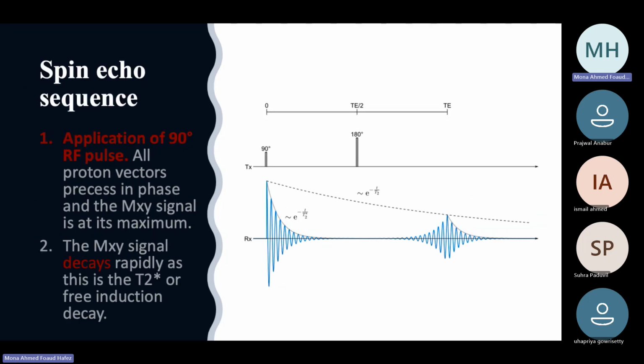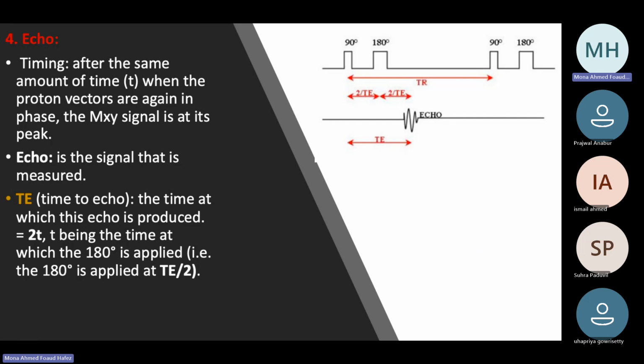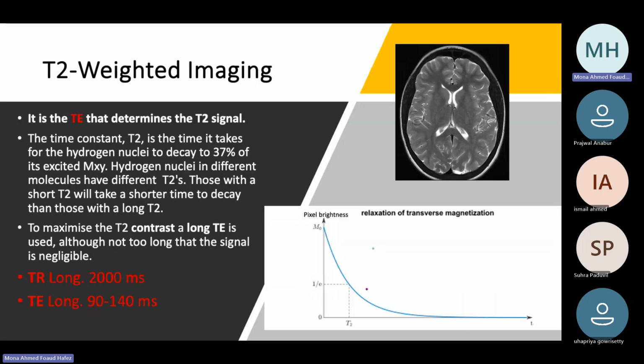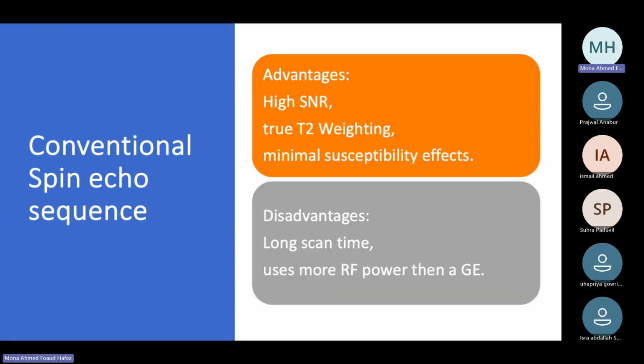We talked about T1 time and T2 star, free induction decay, and spin echo, and how spin echo depends on 90-degree and 180-degree pulses. And TR and TE, we talked about all of that. T1 weighted image needs a short TR and short TE, and T2 has a long TR and long TE. For proton density, we cancel the effect of T1 and T2, so it needs a long TR and short TE. This is called conventional spin echo.